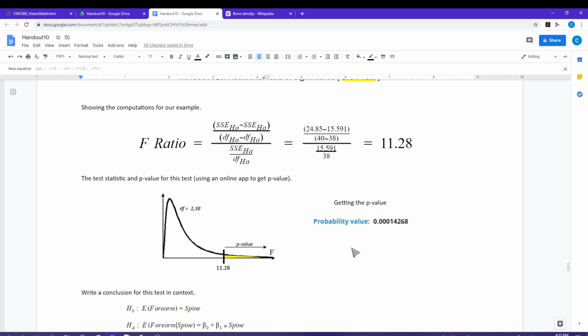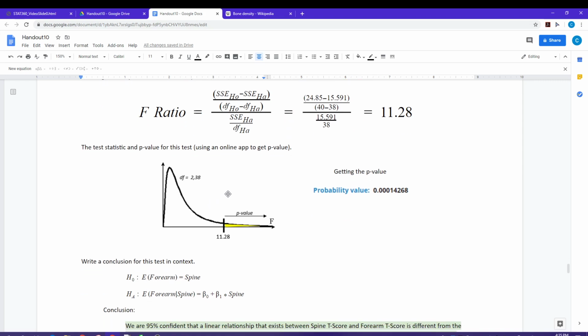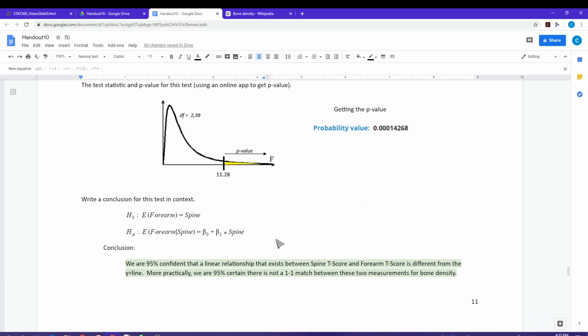I need to figure out whether or not that's extreme against an F distribution with 2 and 38 degrees of freedom. And the p-value here is 0.0014, which is less than 0.05. So in other words, I have enough evidence to reject the H-naught. The H-naught is wrong. I believe the HA. And the HA says that I need something other than a y-intercept 0 and a slope 1. So that means I don't have agreement between my spine and forearm.